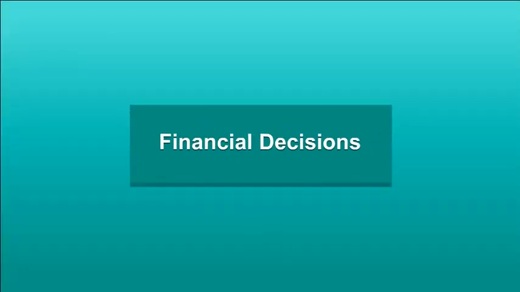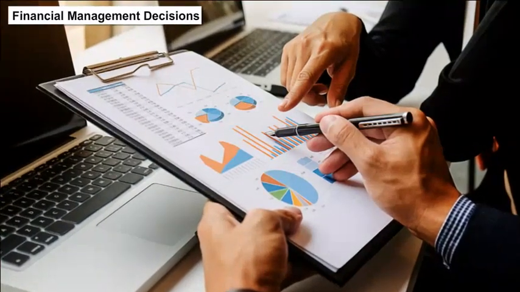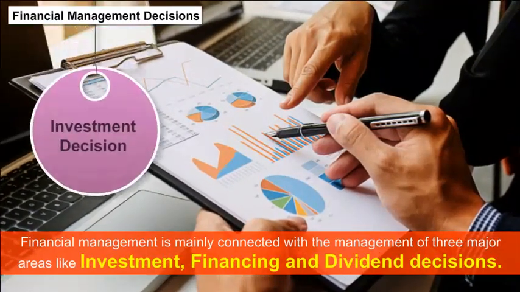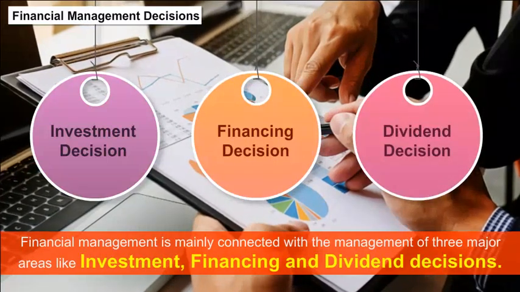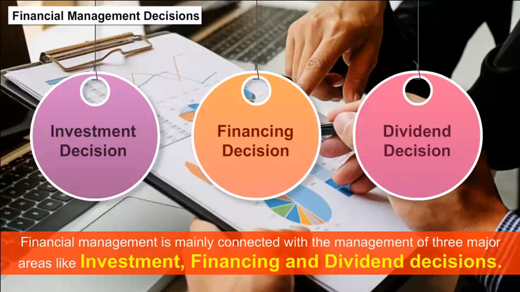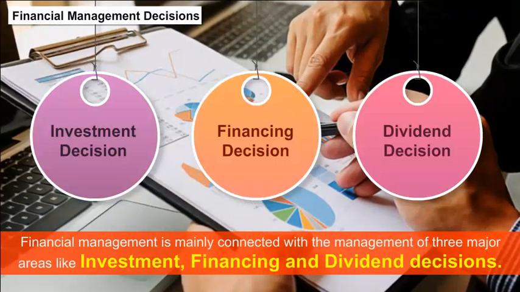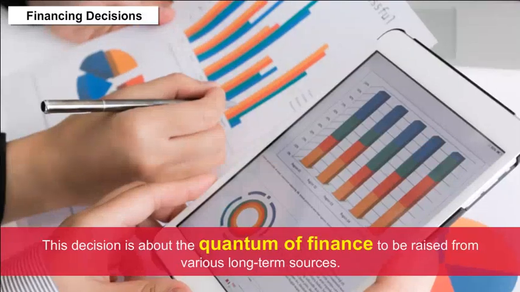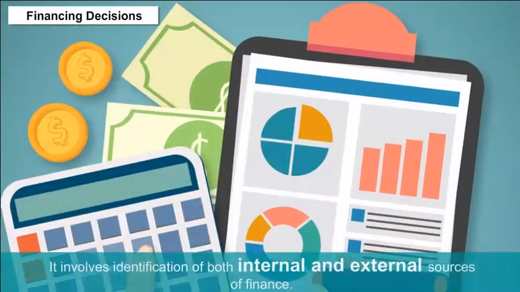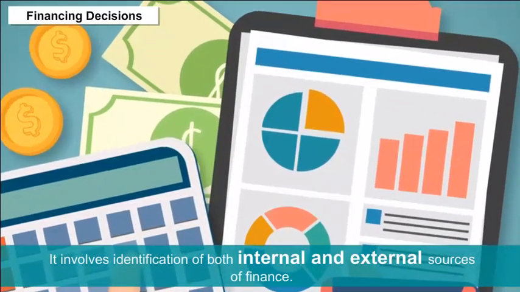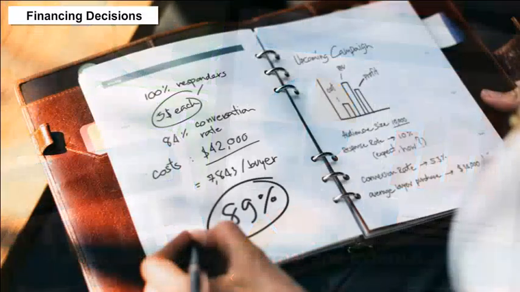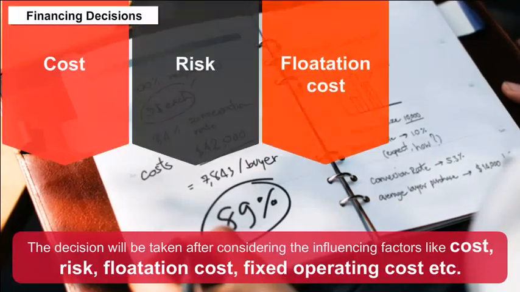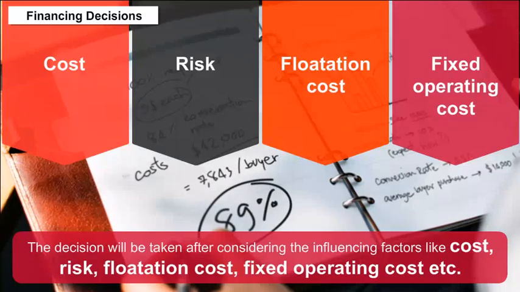Financial decisions. Financial management decisions. Financial management is mainly connected with the management of three major areas: investment, financing, and dividend decisions. It analyzes these three major areas and finds solutions to these problems. Financing decisions. This decision is about the quantum of finance to be raised from various long-term sources. It involves identification of both internal and external sources of finance. The decision will be taken after considering influencing factors like cost, risk, flotation cost, fixed operating cost, etc.